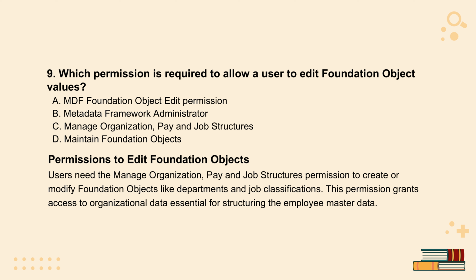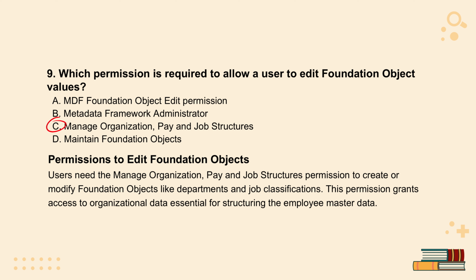Think of them as the master list for things like your company's departments, its job classifications, pay grades, office locations, legal entities, all that core structure. The specific permission needed to let a user edit these values is typically called manage organization, pay, and job structures, or something very similar. And this permission is pretty critical because it grants the power to create, change, or even delete those foundational elements. Since so much other HR data depends on these objects being correct, it's a powerful permission. Usually it's only given to a very select group of administrators. You don't want too many cooks in that particular kitchen.